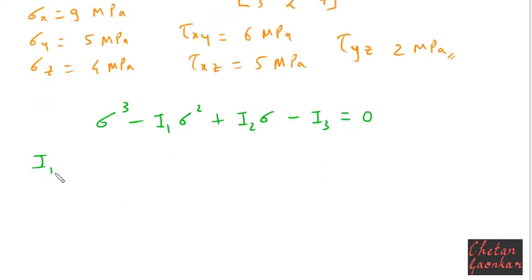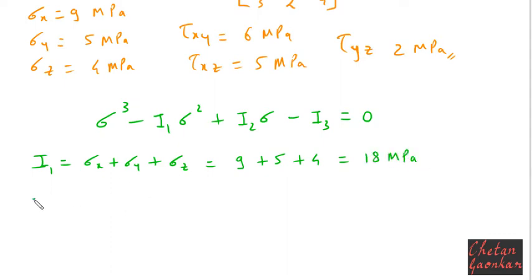I1, I2, I3 are nothing but the first, second and third stress invariants, where I1 was sigma x plus sigma y plus sigma z. So in this case, what are our sigma x, sigma y, sigma z values? It is 9 plus 5 plus 4. So this will come to 9 and 5 is 14 plus 4 is 18. So this will be 18 megapascals.